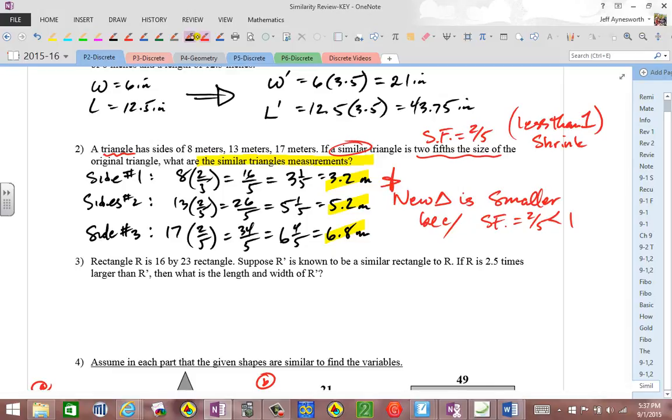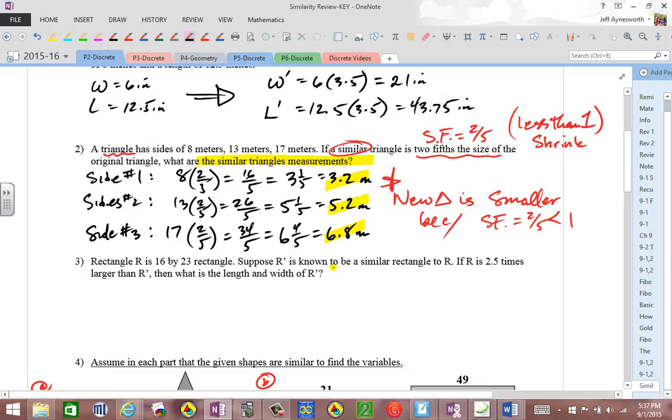Next one, we got a rectangle R, 16 by 23. Suppose R prime is known to be similar to R. If R is 2.5 times larger than R prime, then what is the length and width of R prime?